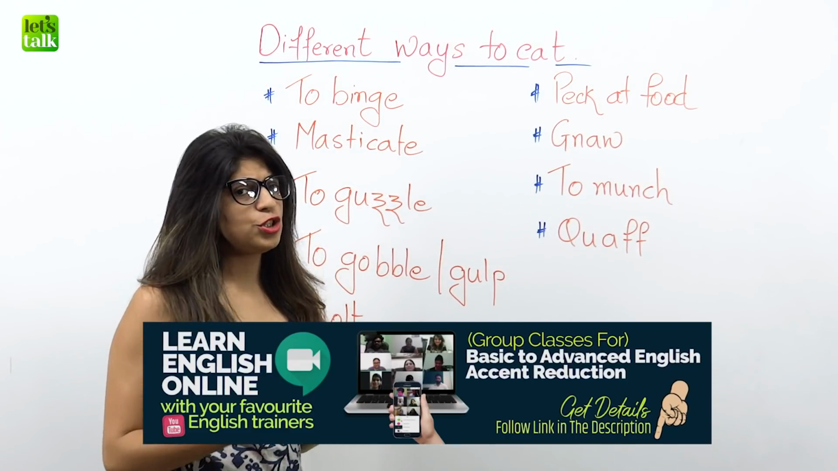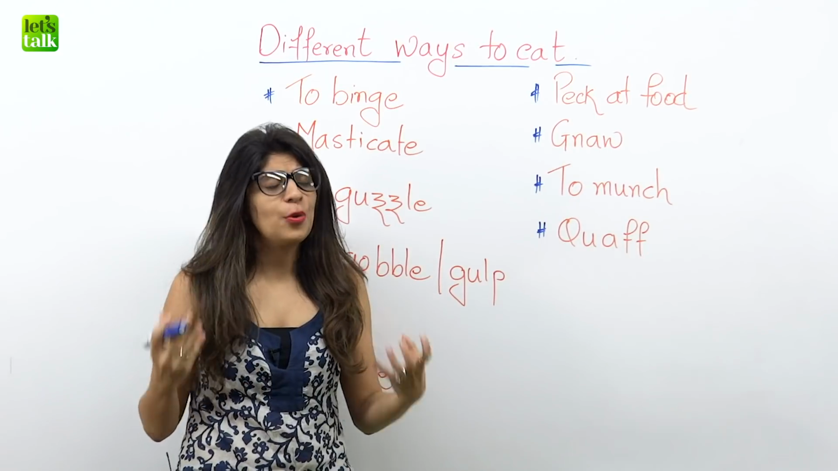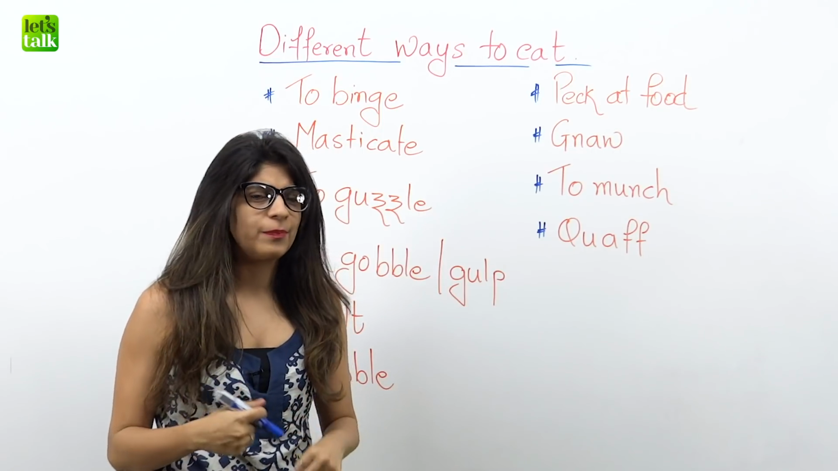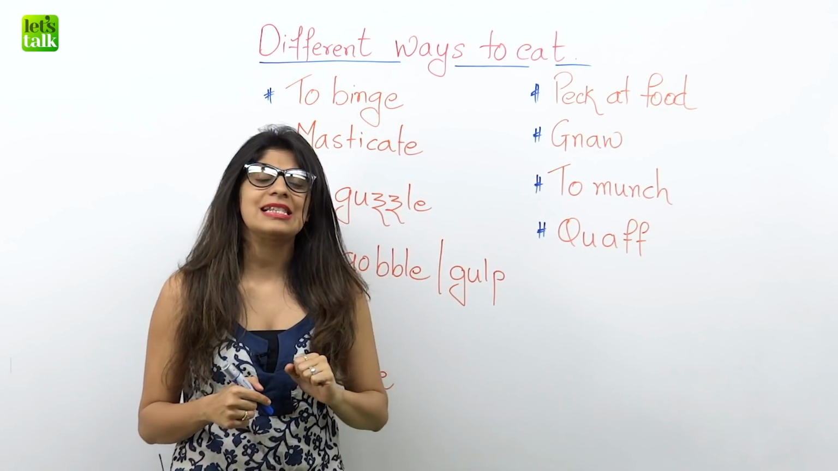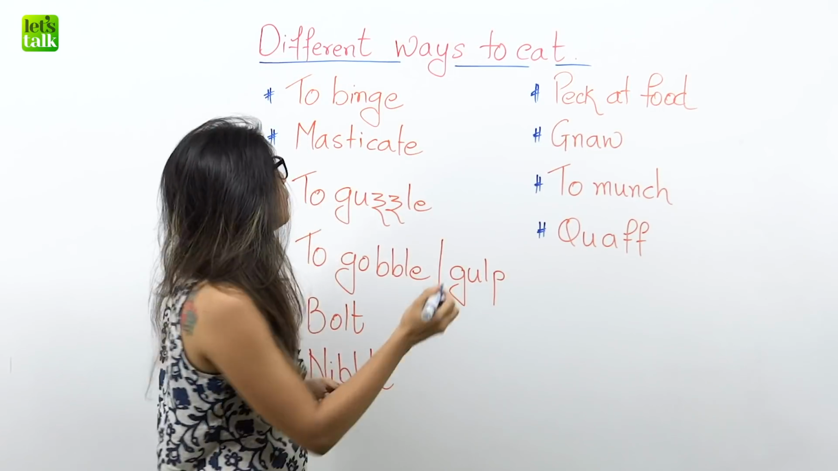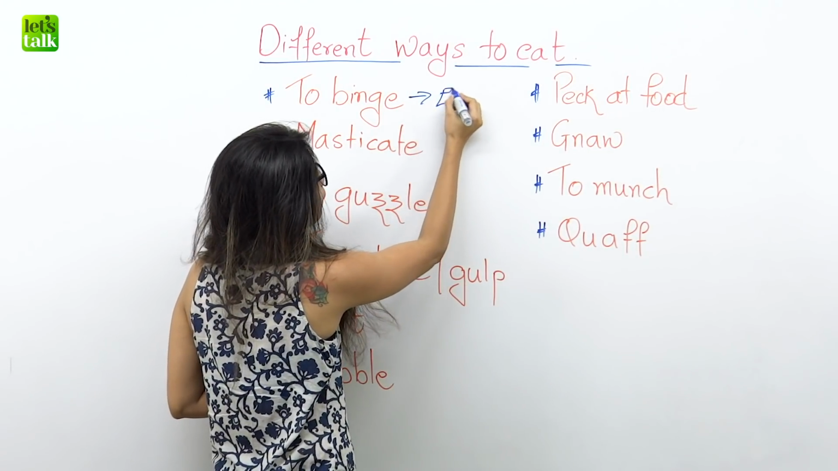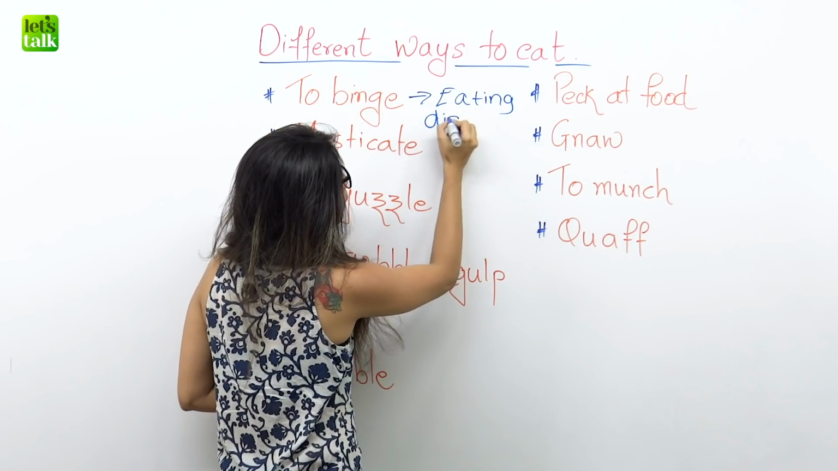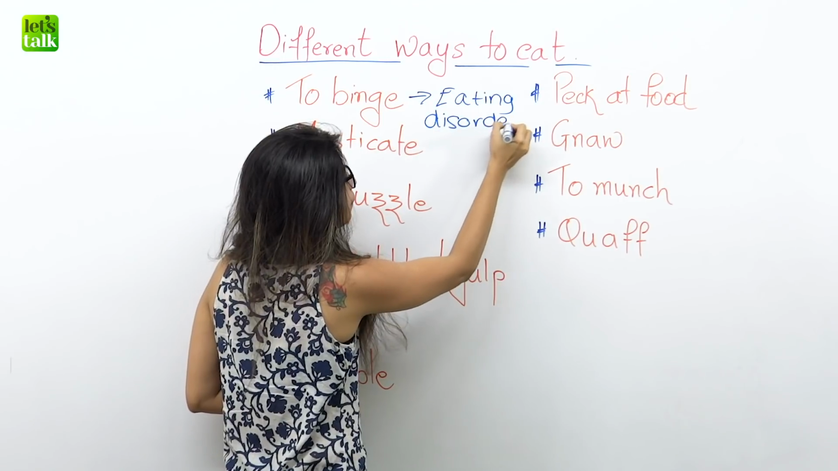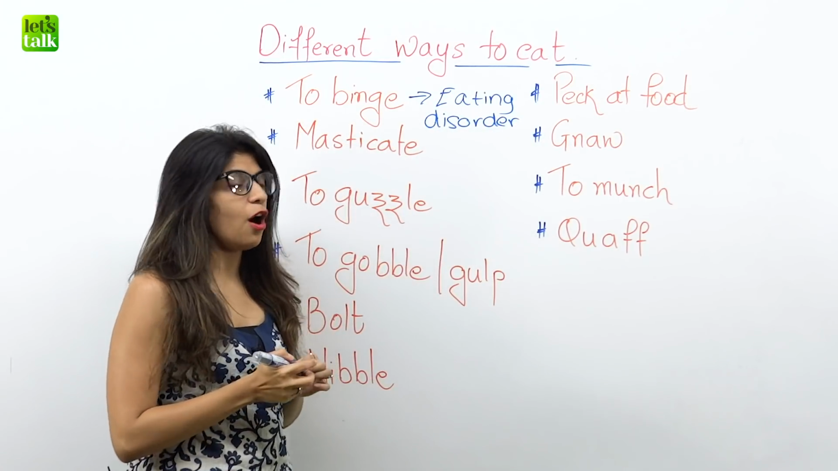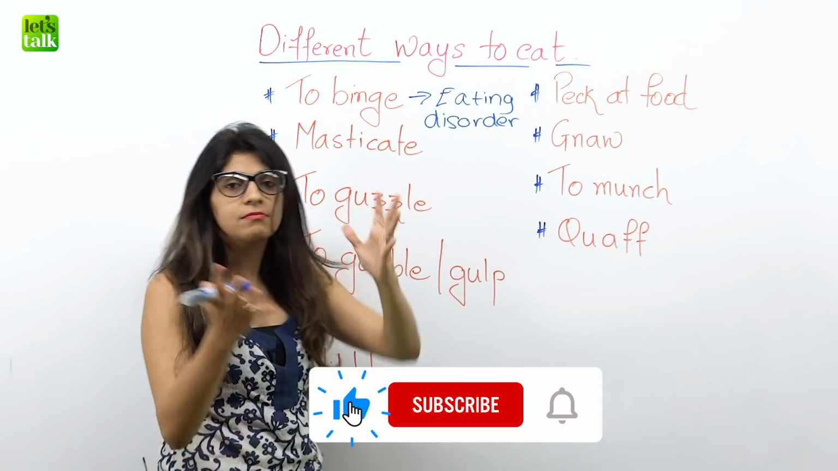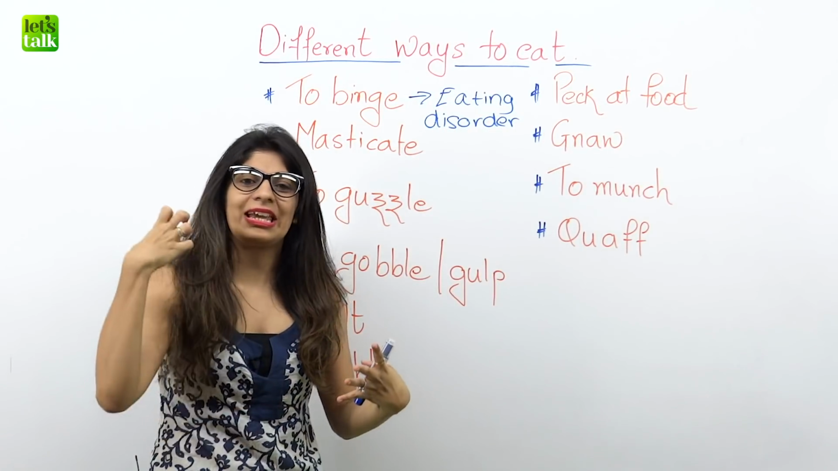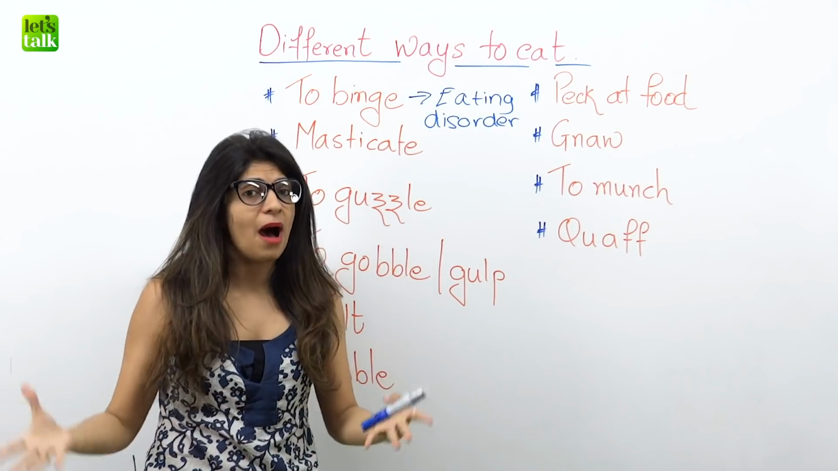Now to binge means when you indulge in food and you just eat uncontrollably. Well, to be honest, it's an eating disorder. The correct meaning of binge is that it's an eating disorder wherein you just constantly eat and in large amounts.